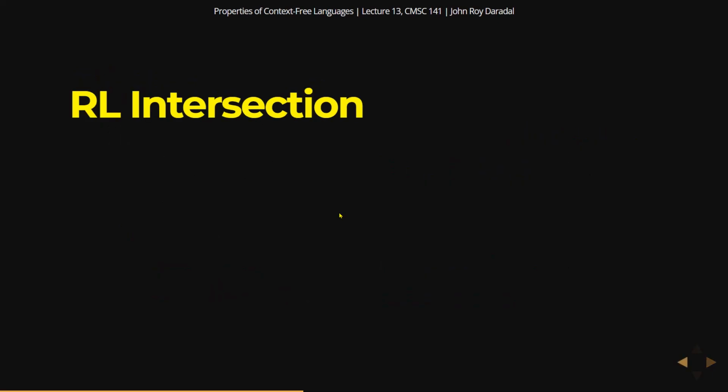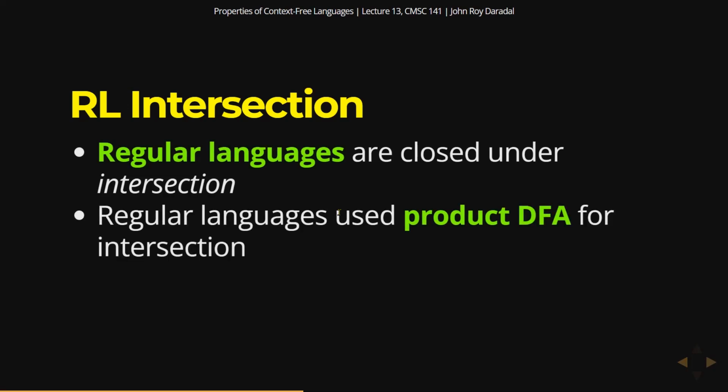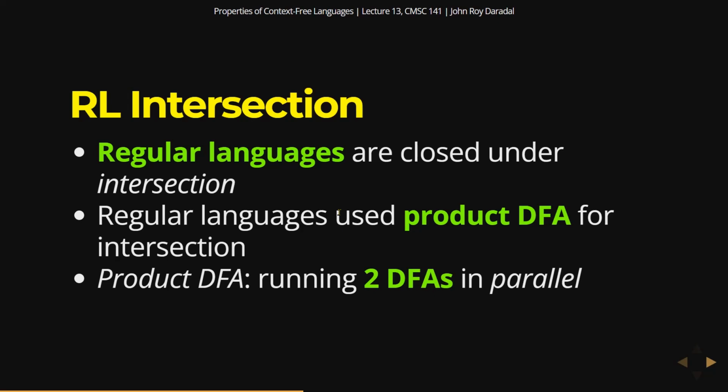Now, why did this work for the regular language intersection? So, regular languages are closed under intersection, and the way that we proved that was by using the product DFA, right? Remember the product DFA, given two DFAs, you basically created the product DFA by running them in parallel. So, you run two DFAs in parallel.